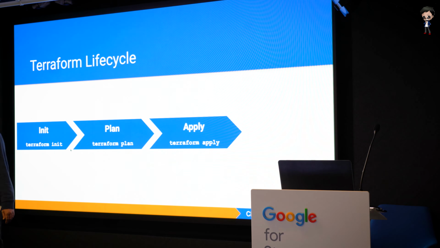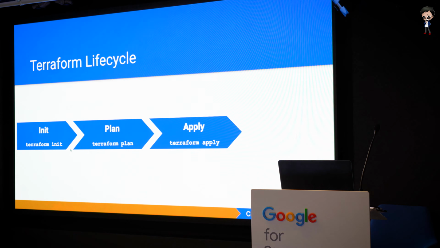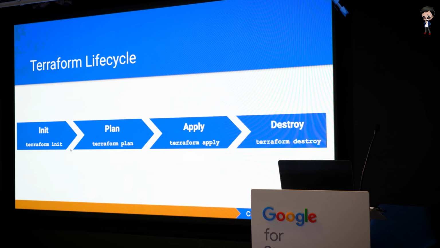When you run a Terraform apply, it starts interacting with the cloud. For instance, with Google Cloud, it starts interacting with a Google API and builds the infrastructure for you. Once you no longer need that infrastructure, then you can just do Terraform destroy, and it is going to destroy all the infrastructure defined in that code.